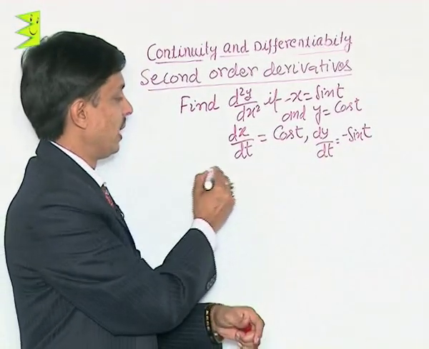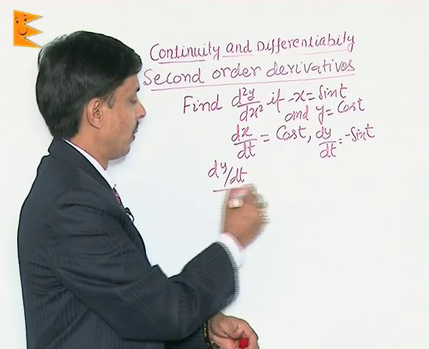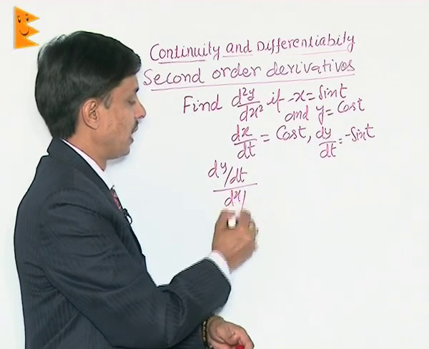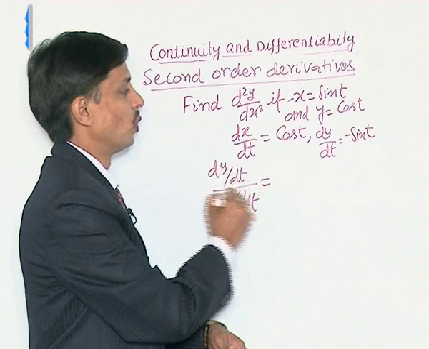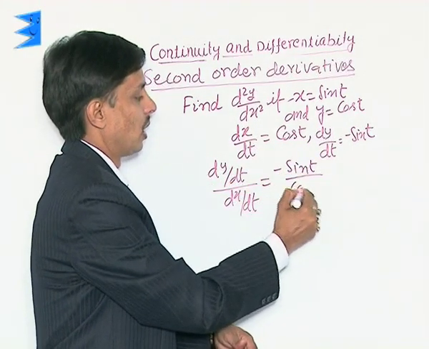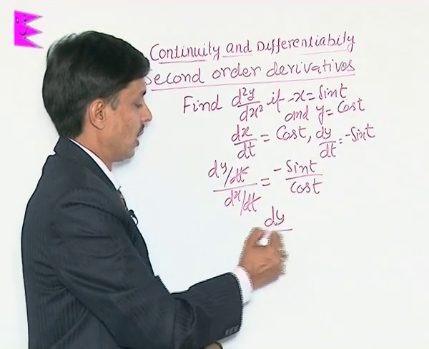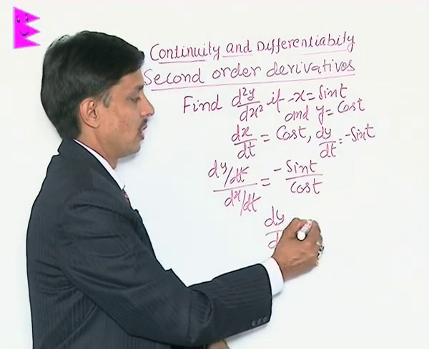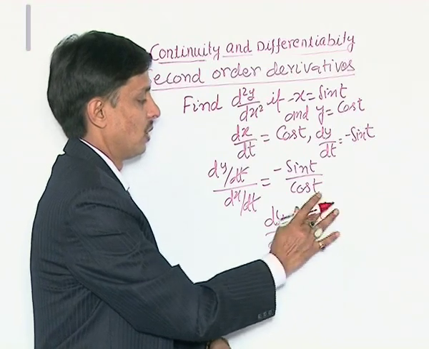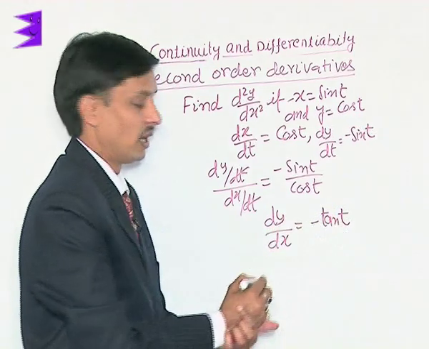If we divide dy by dt by dx by dt, we will come to know the answer will be minus sin t upon cos t. So dt and dt get cancelled. dy by dx is equal to minus of sin upon cos, by trigonometric transformation, tan t.